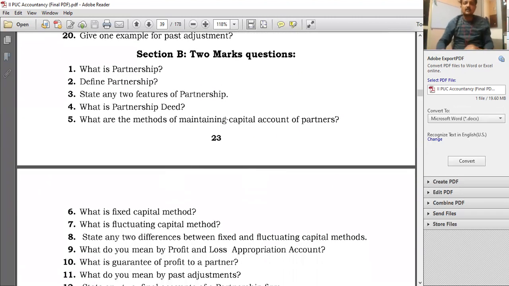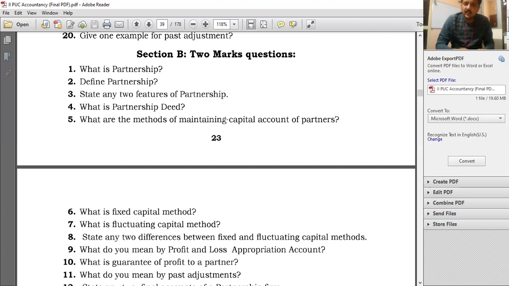Then what is partnership and define partnership? Write both the same way. If the question asks to define, then: Section 4 of the Indian Partnership Act defines partnership as the relationship between persons who have agreed to share the profits of the business carried on by all or any one of them acting for all. If he asks what is partnership, then remove that section reference and write the remaining part.